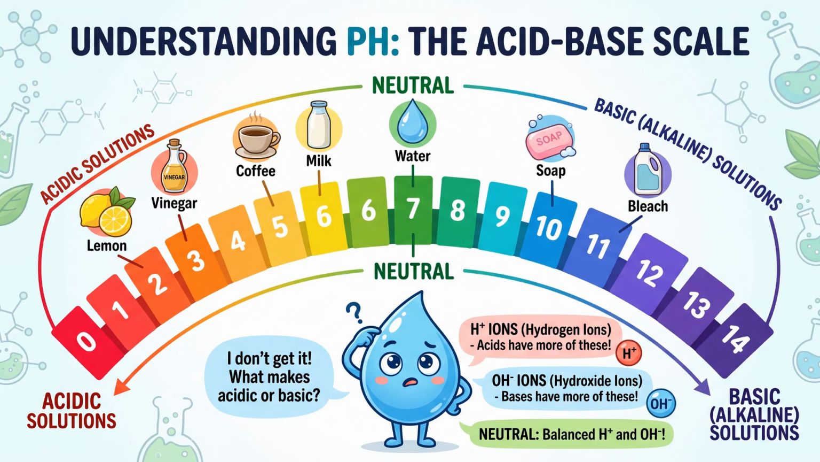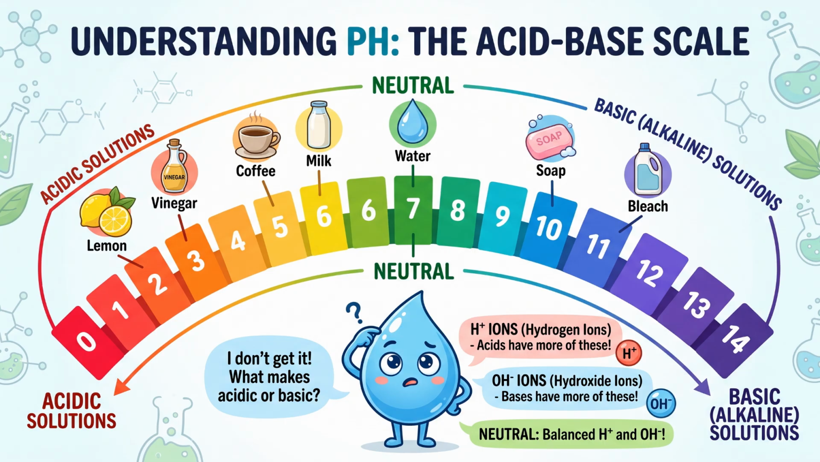Anything falling on the left side of the scale, meaning numbers from 0 up to almost 7, is acidic. These acidic solutions have a higher concentration of hydrogen ions. If we look at everyday examples, they get increasingly acidic the lower the number gets, with milk sitting around a 6, coffee at 5, vinegar down at 3, and lemon around a 2.